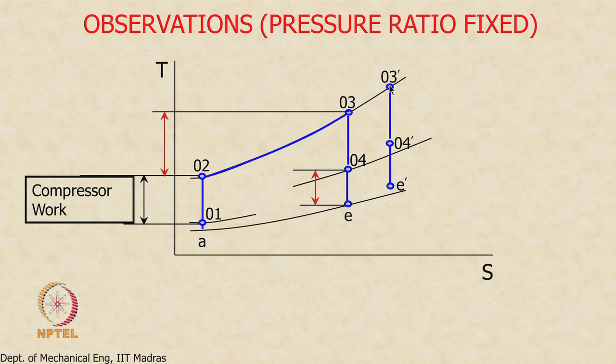If I increase the turbine entry temperature, and remember the turbine has to produce enough work to run the compressor, and the compressor work has not changed, which means that this point will be located such that the work from this is equal to this work. Actually it must produce the same amount of work.